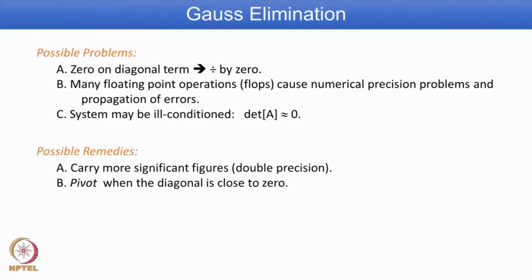There are solutions available for these kinds of problems. One, you can carry more significant figures. So, instead of limiting to 3 decimals, you can use double precision which handles up to 16 significant digits after decimals. Then it is also possible to have different pivoting strategies. In the next few slides we are going to talk about different pivoting strategies.